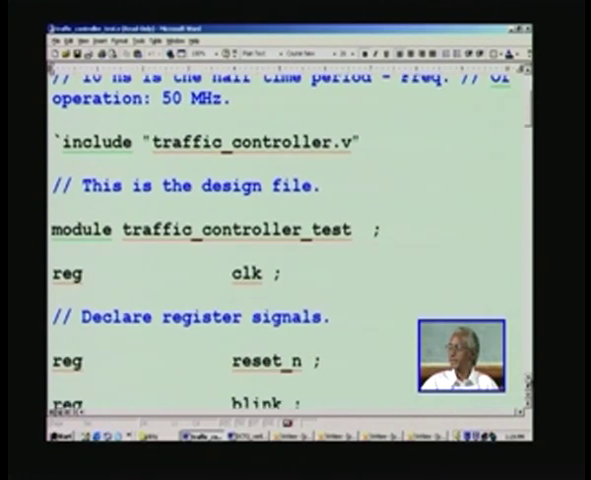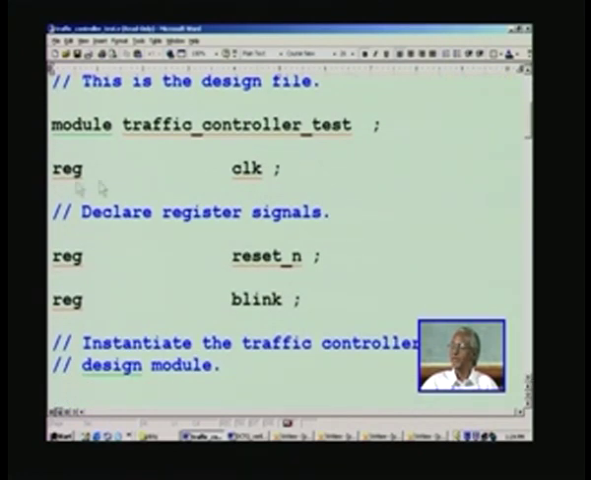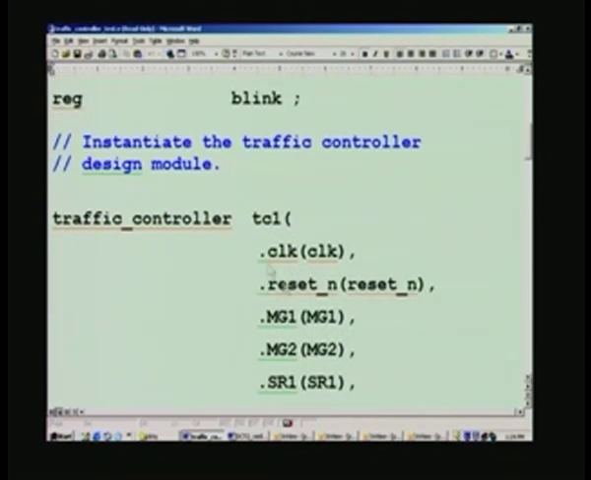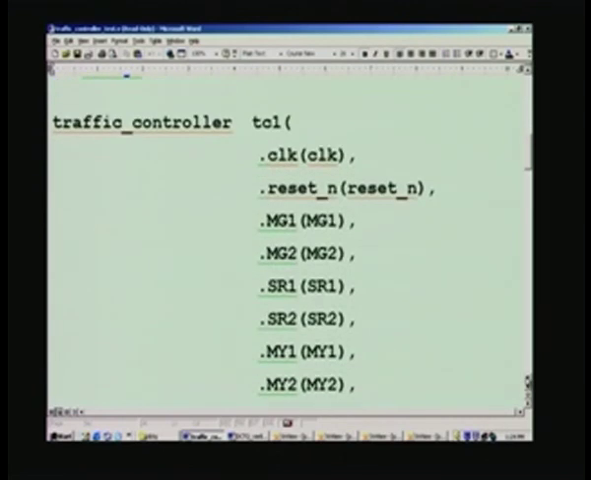Here we declare all the inputs as reg, namely clock, reset underscore n, then blink. This is to blink the yellow lights beyond the traffic hours, and we need to instantiate the traffic controller design module. That is being done here, and the instance is TC1, similar to U1, U2 in the chips that you really design on a board.